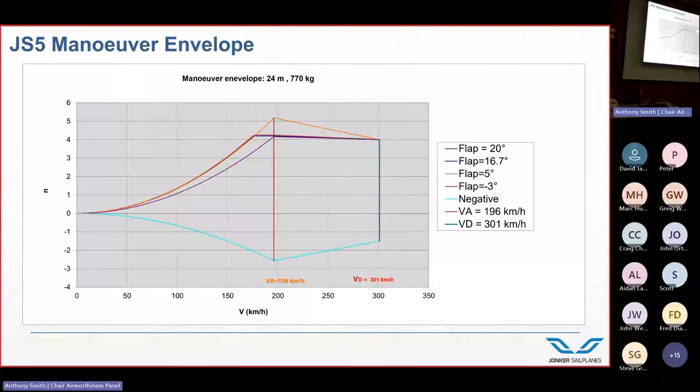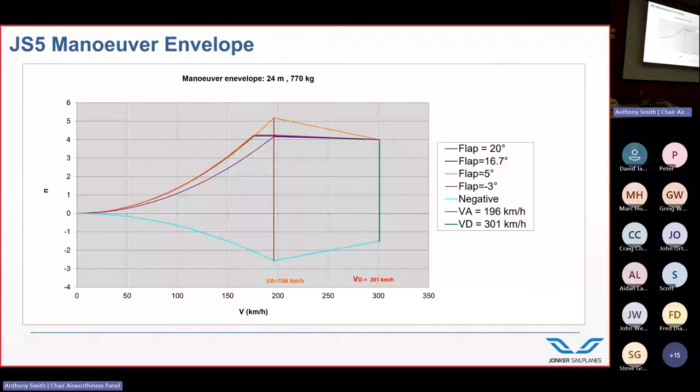So this is what the JS5 typically will look like, exactly the same story as you would have expected from the theoretical design. And you can see the different flap settings. Remember that this flap is negative. You can see how the different flaps are pushing it higher. That is the highest design point at VA, and then it drops slightly, and this is our envelope that we have designed it in accordance with.